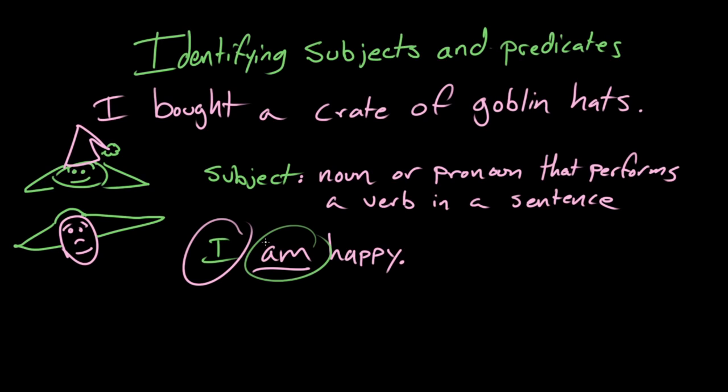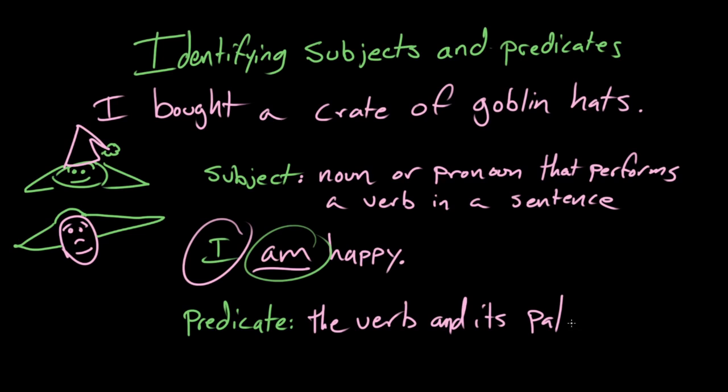Right. Gotcha. What is a predicate? So a predicate is kind of all of the rest of the sentence that isn't the subject. So what it really is, like the verb and all of the parts that are related to the verb. Yeah, verb and its pals. That's good. So let's apply that approach to the goblin hat sentence.